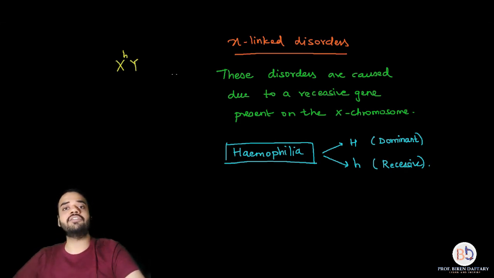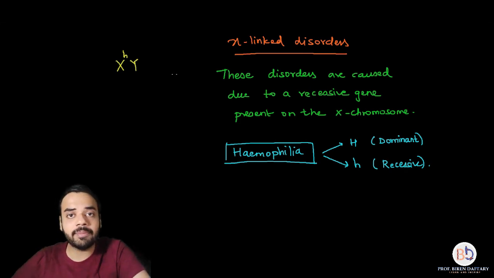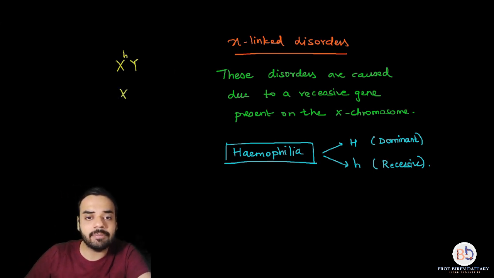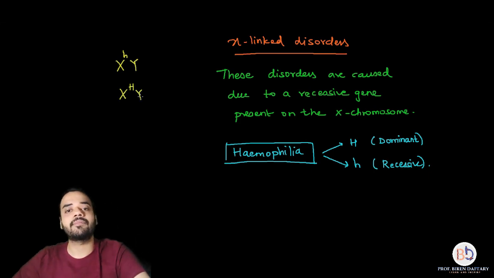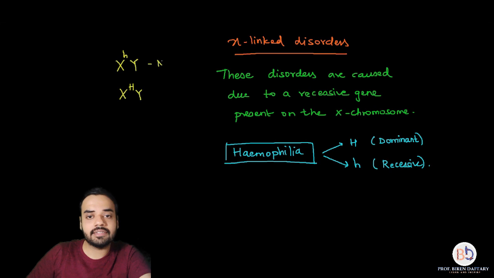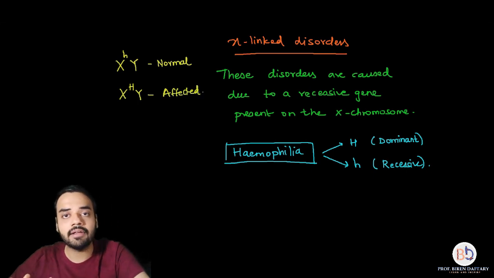Suppose I want to write down the genotype of a normal male who is not suffering from hemophilia, then I will write X capital H Y. So this is the normal male, this is the affected male, correct?